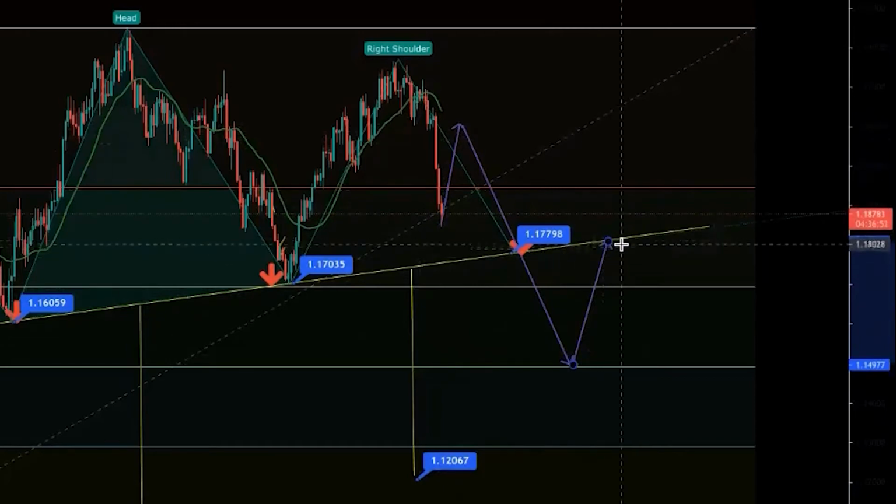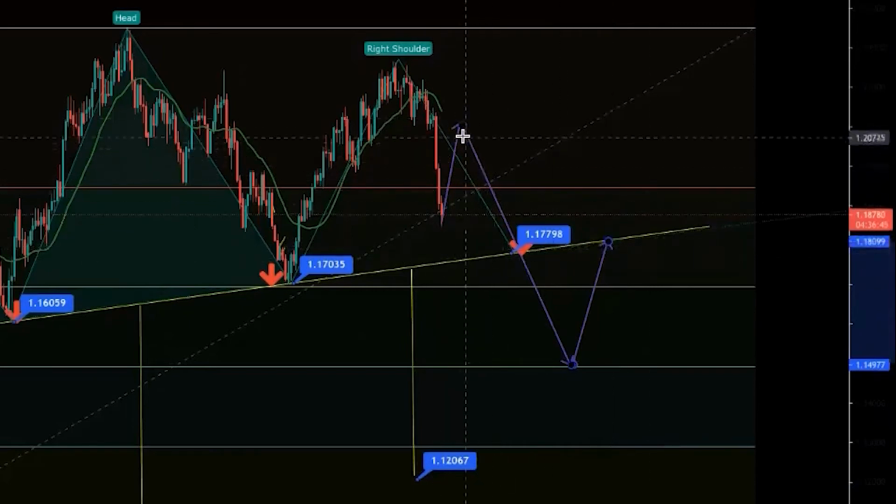So 1.18 again, but here your risk reward ratio won't be as good as it is here, because at this point you would most likely put your stops either just above the right shoulder, which is 1.22, or for more safety, just above the head high, which is 1.235.